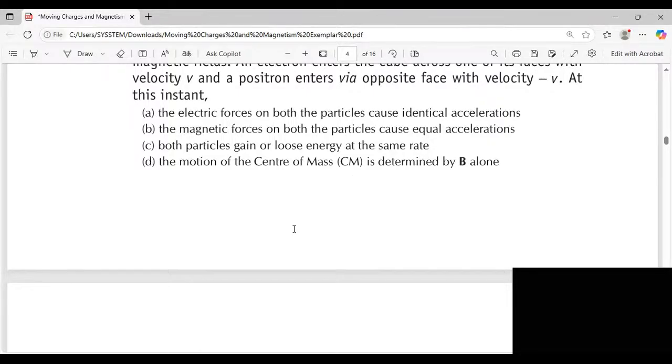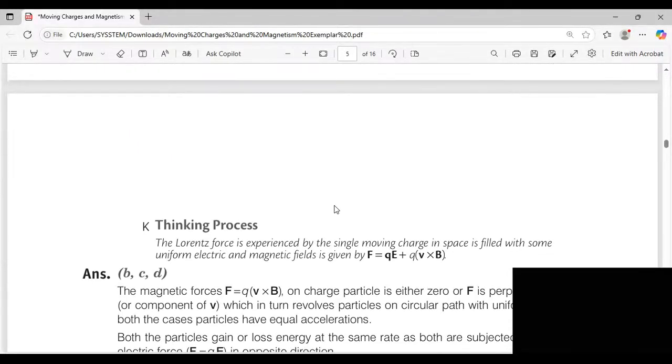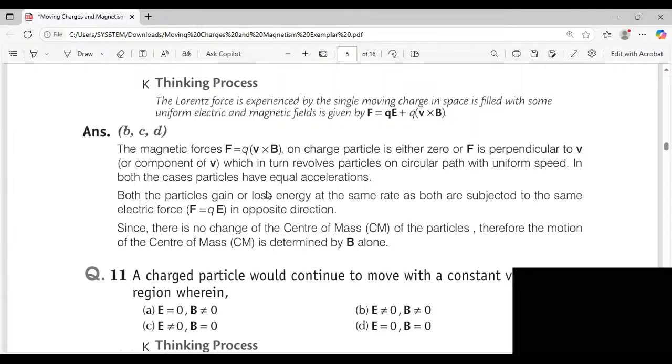The magnetic force on both the particles causes equal accelerations. Both particles gain or lose energy at the same rate. The motion of the center of mass is determined by the external fields. So the correct answer is B, C, D.